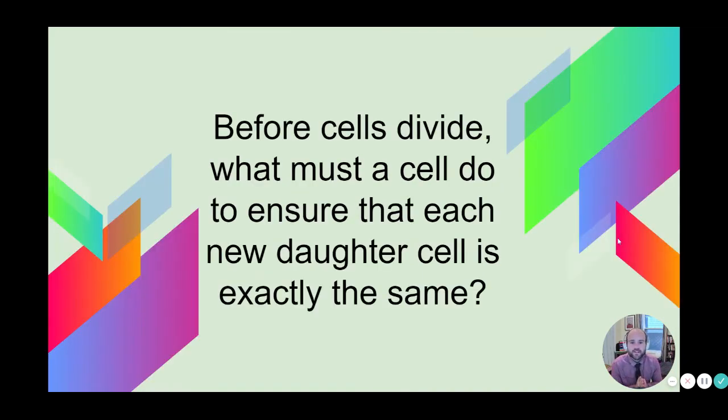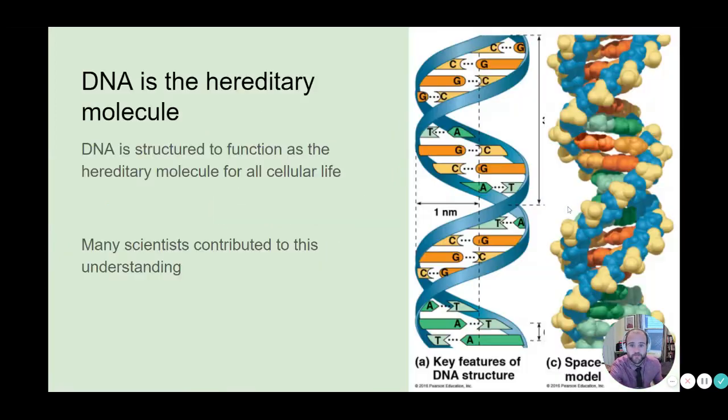So, before cells divide, we've been talking about the cell cycle with mitosis and meiosis, but before a cell can divide, we have to think, what is that first thing a cell needs to do to ensure that each daughter cell is going to be exactly the same? Think about what is going to happen in that S phase of our cell cycle. We're going to need to divide our DNA. We need two sets of DNA. Otherwise, every time we divide, we're cutting our DNA in half, and eventually our cell's just not going to work anymore.